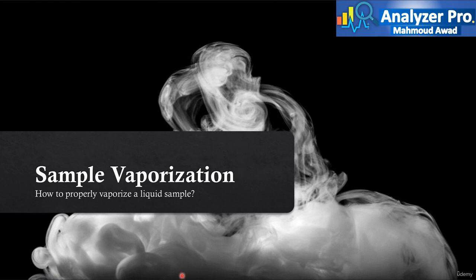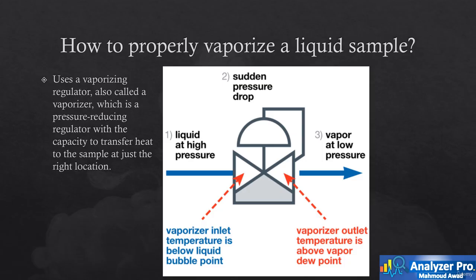Now we will learn how to properly vaporize a liquid sample. To vaporize a sample, one typically uses a vaporizing regulator, also called a vaporizer, which is a pressure-reducing regulator with the capacity to transfer heat to the sample at just the right location.